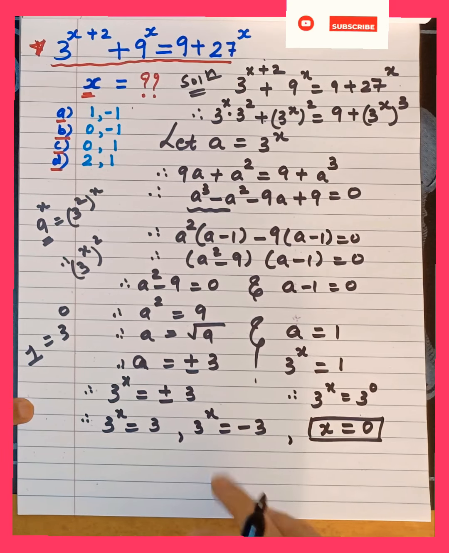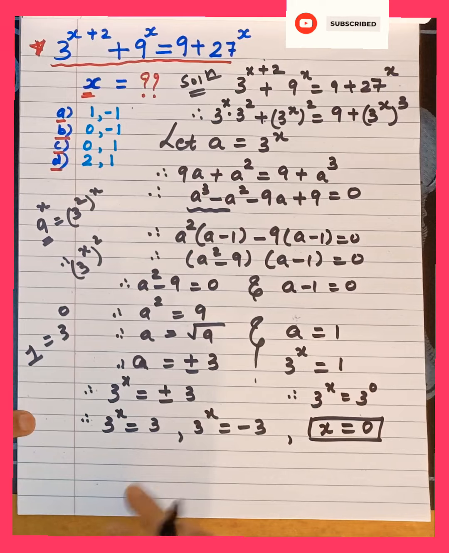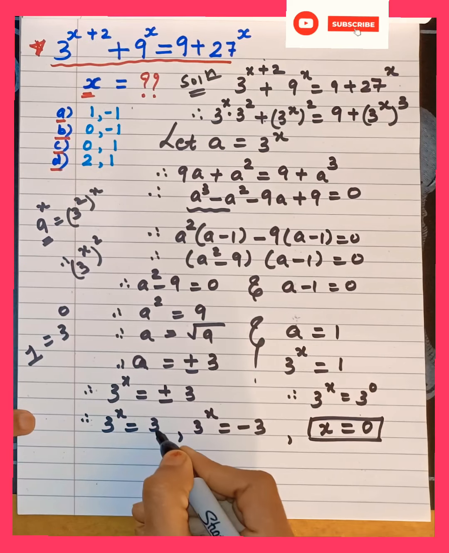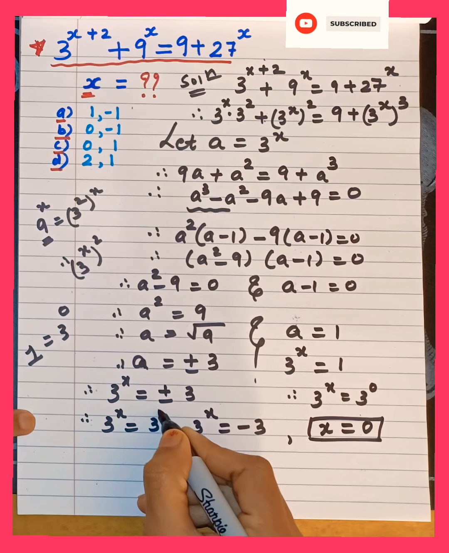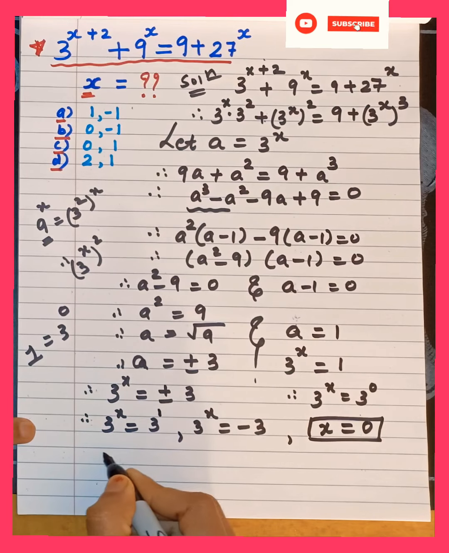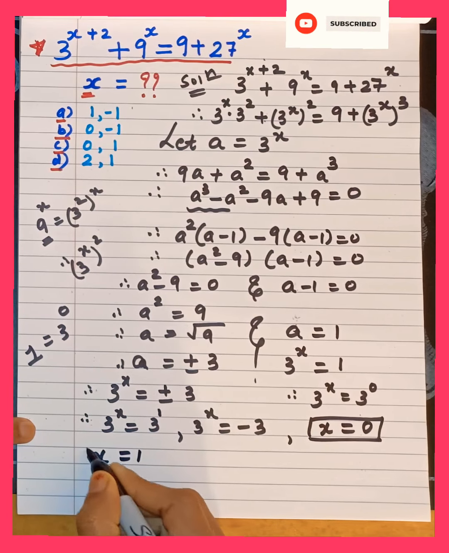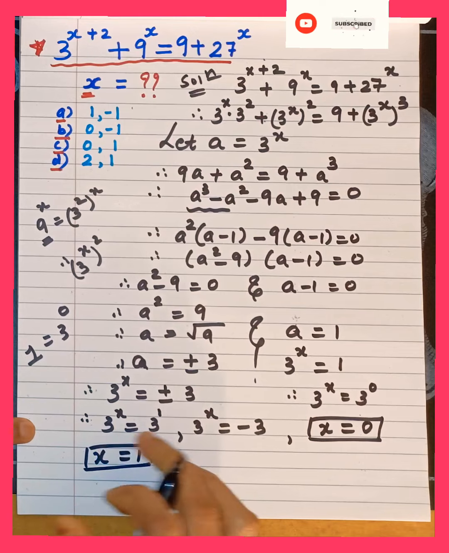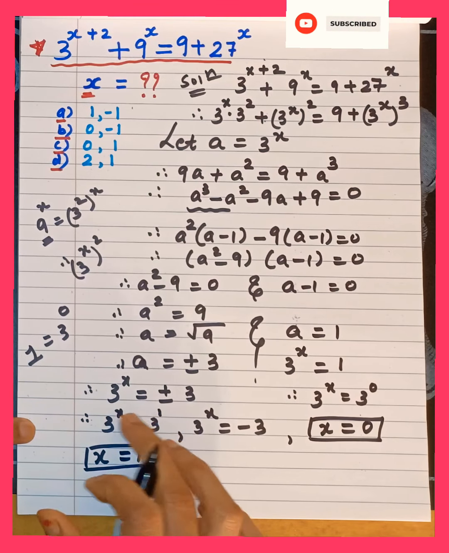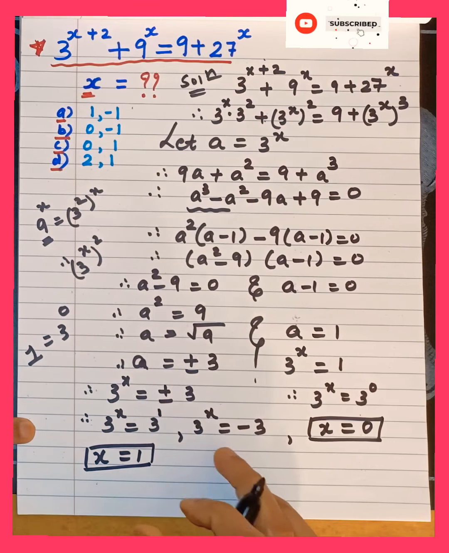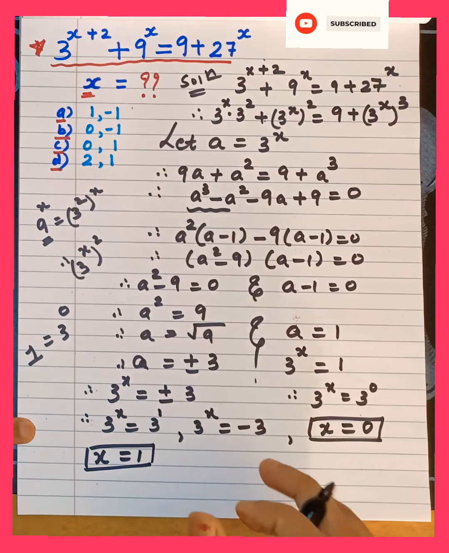But here it's left, so we need to solve this part now. So 3 raised to x equal to 3 raised to, here nothing is given, so we can write 1. If you compare, bases are same, so obviously powers are also equal. So x equal to 1. Here you cannot compare because bases are not same. This is 3 and this is minus 3. So in 3 raised to x equal to minus 3, the negative sign is there, so you cannot compare.